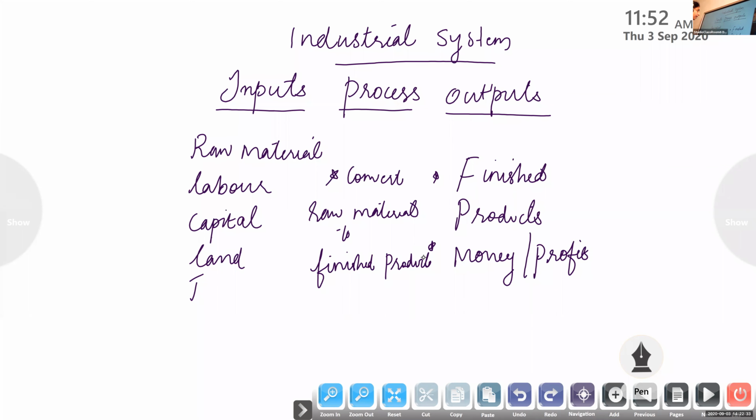Many activities are related with the conversion of raw material to finished product, right? Many activities are related with this conversion. Those activities come under process or operation. The activities related with converting a raw material to a finished product come under process.